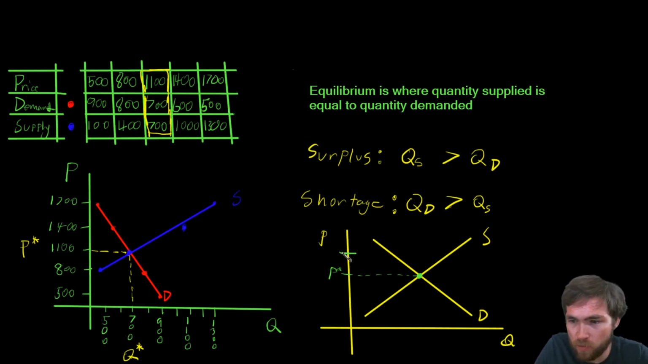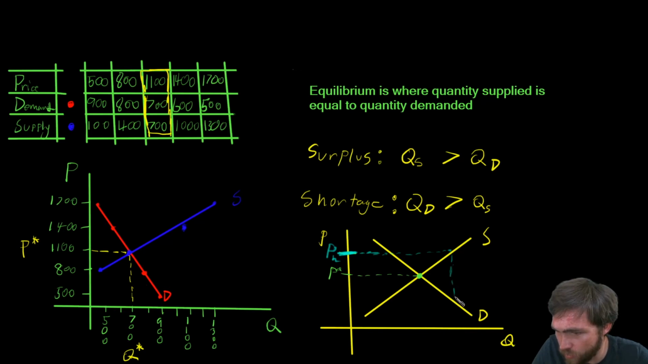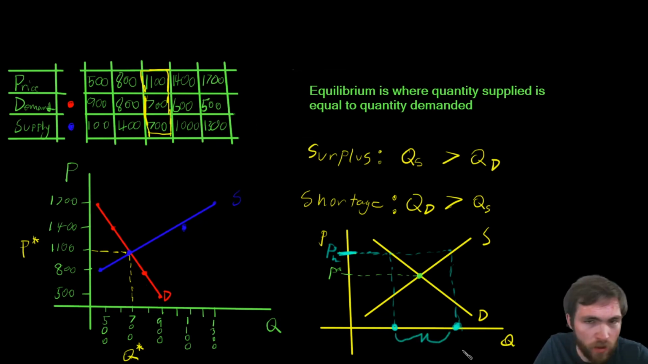So let's suppose that there's some price above equilibrium price here, and we'll call it pH. And if we follow this over, we'll see that corresponding to the supply curve, the quantity supplied is way out here, but the quantity demanded is way here. And so we can illustrate this idea of surplus, where quantity supplied is greater than quantity demanded, by this distance. So this is the surplus.